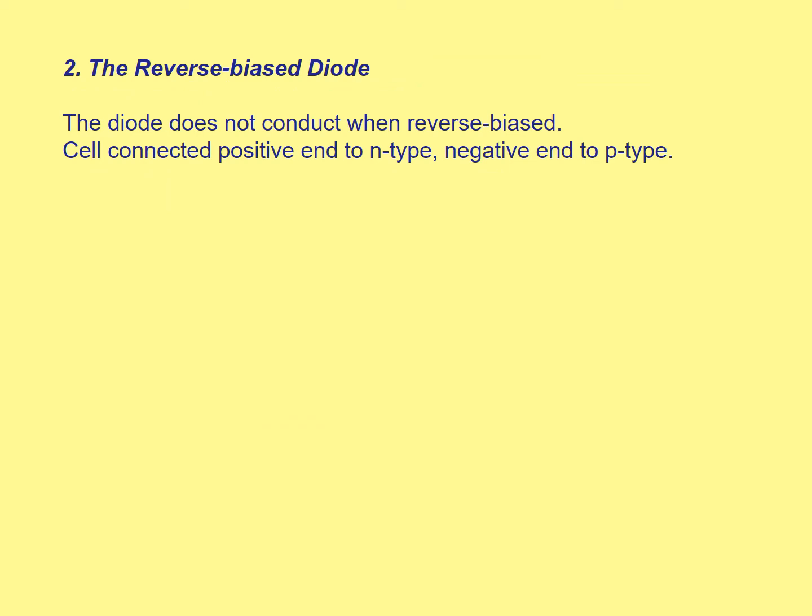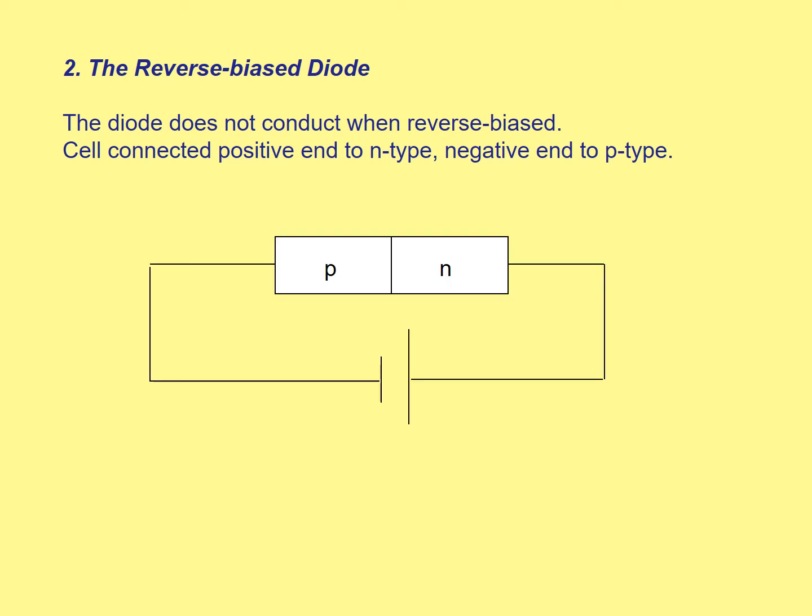In reverse bias, we do the reverse, we do the opposite. The diode doesn't conduct when it's reverse biased, and that's when the cell is connected positive end to n-type and negative end to p-type. So we see here, here's the positive end of our battery, and here's the negative end of our battery. Now remember, this n-type here is full of negative electrons. Negative electrons want to go towards the positive, so actually they're pulled away, and this depletion layer that's in between actually ends up getting bigger. So we end up with a larger potential gap where electrons aren't going to make the transition, holes aren't going to make the transition, and therefore conduction does not take place.